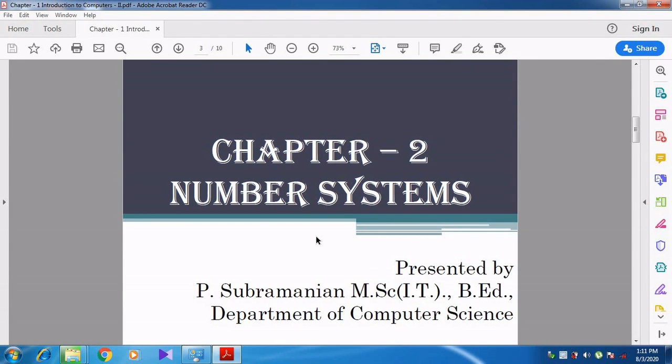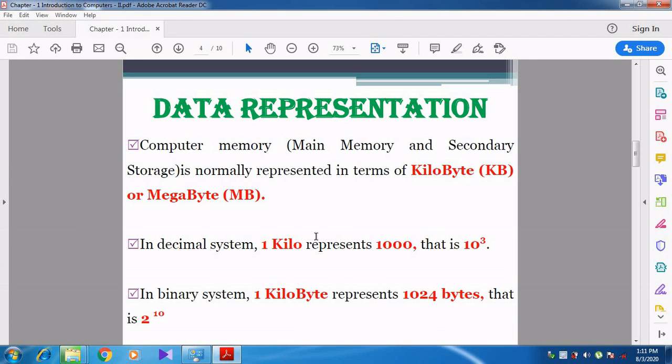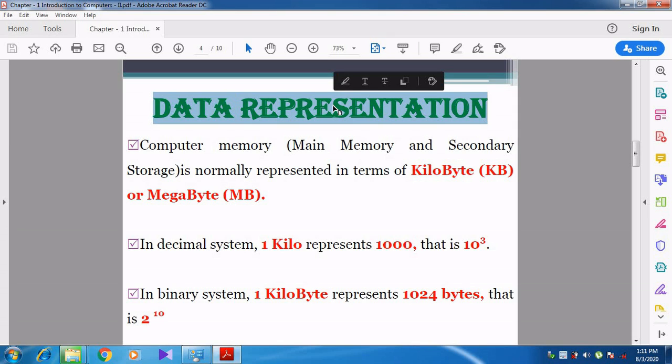So last video we discussed chapter 2, number systems. In that, first we discussed data representation. So in this video also we are going to continue with data representation and memory sizes.